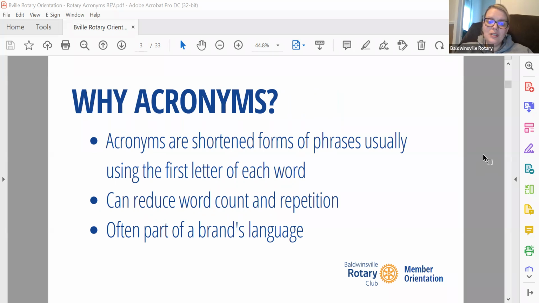They're usually used to reduce word count and simplify what's usually a long phrase. Also, in terms of the written word, it can make things less repetitive. And a lot of times there are acronyms that are specific to a brand's language. So think about maybe at work, there are certain acronyms that you use, just like in Rotary, there are acronyms that we use.